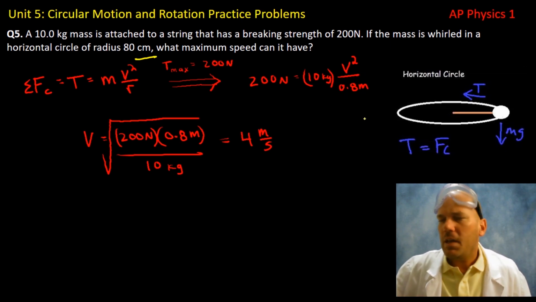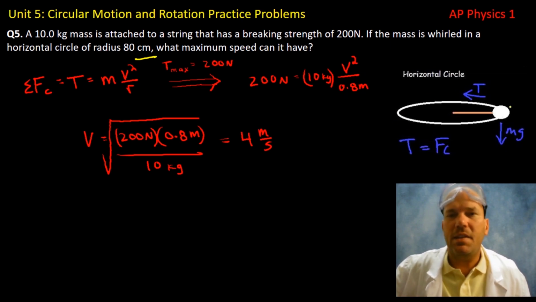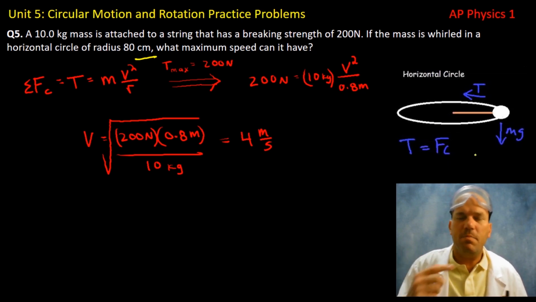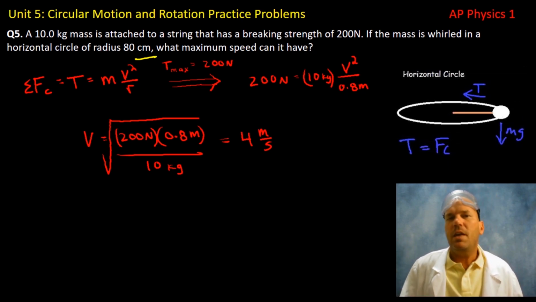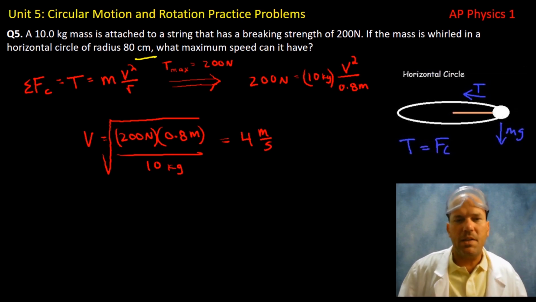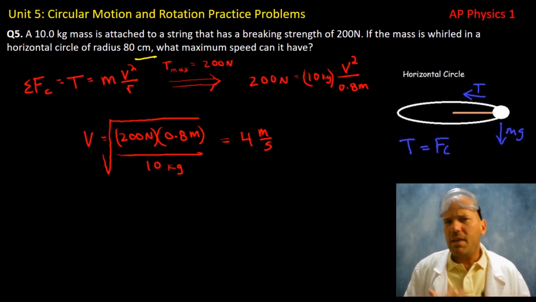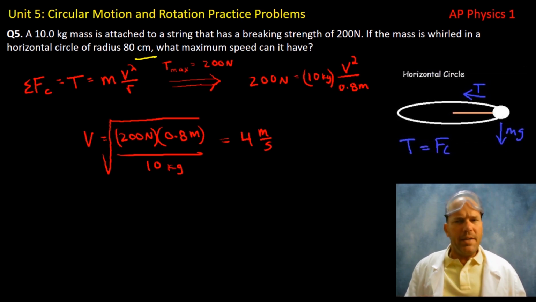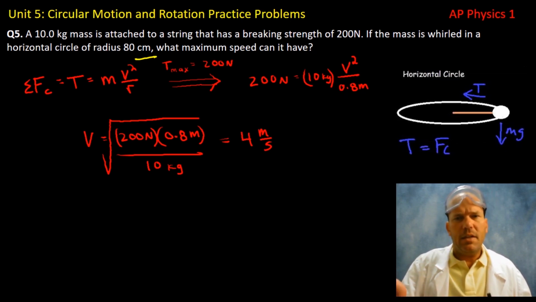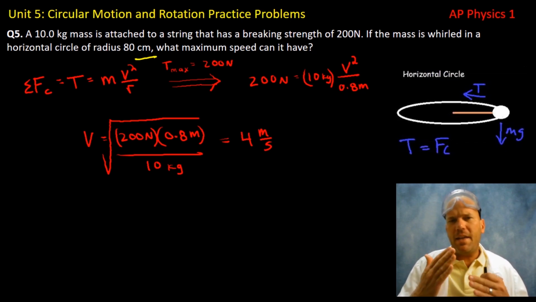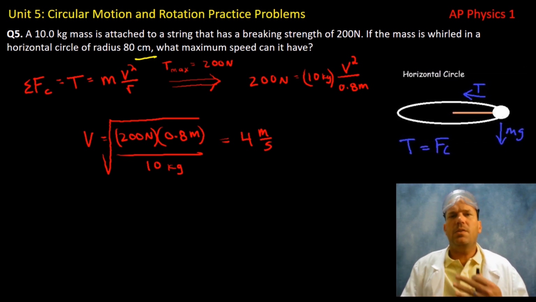And of course, this object is constantly changing direction as it is manipulated into a circle. And at any given point, if we were to exceed this maximum speed, the string would break and the object would fly off at a tangent to the circular path.